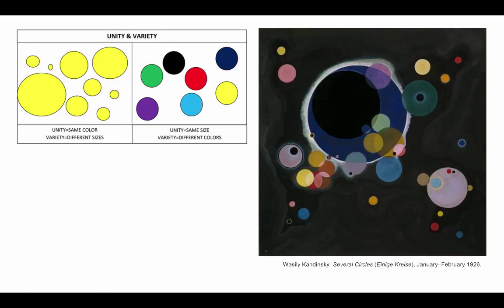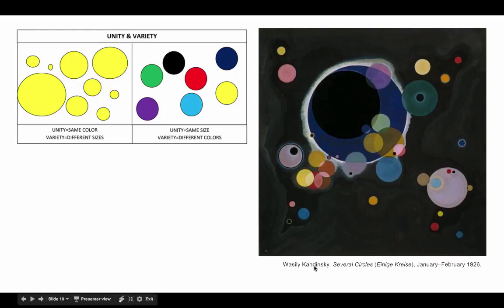Here we can see examples of unity and variety. Unity equals same color and same shape. Variety is different sizes. Here we see unity is same shape and same size, and variety is different colors. And then over here we have different colors, different sizes, but they're all the same shape. So that's still unifying the composition.